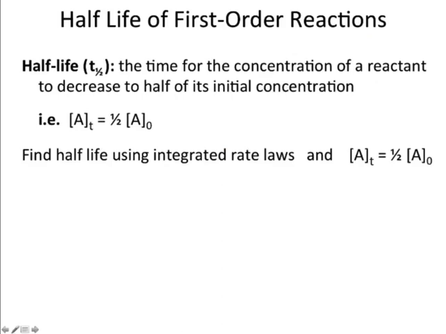So what is half-life? This is defined as the time for the concentration of a reactant to decrease to half of what it was. If you had 6, now you have 3. And then another half-life after that, you go from 3 to 1.5. So that's a half-life. You can write it out as the concentration of A at some time is equal to half of the concentration of A at time point 0.